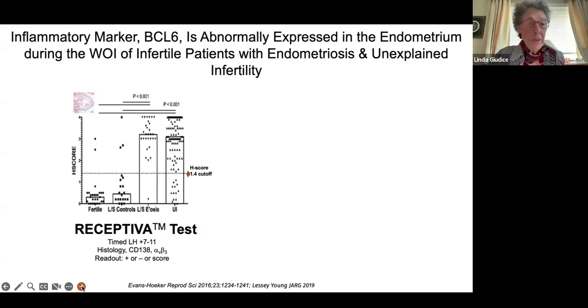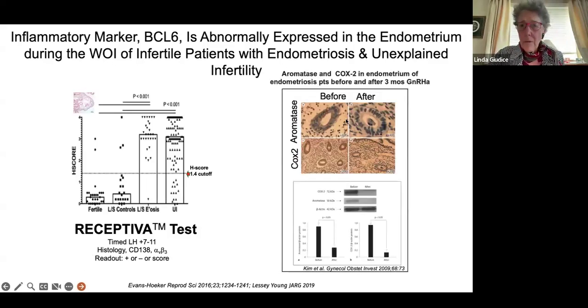So how do we get this inflammation down? Well, aromatase and COX-2 are two features in the lining of the uterus of endometriosis patients that are highly expressed in some patients, not all, and they shouldn't be there.